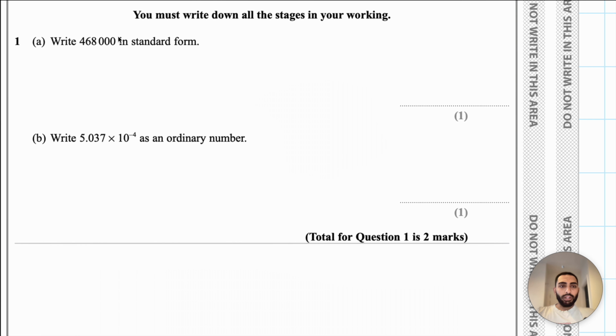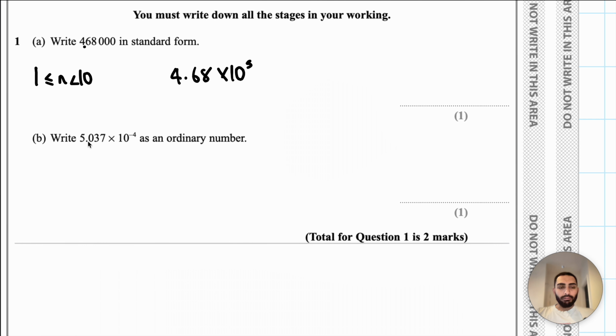Question 1. Write 468,000 in standard form. Whenever we write numbers in standard form, the first number needs to be greater or equal to 1 and less than 10. So for the start, I'm going to choose 4.68. And then we need to write times 10 to the power of something. So right now, the decimal point is between the 4 and the 6 over here. We need to move it 1, 2, 3, 4, 5. So it would be 10 to the power of 5.